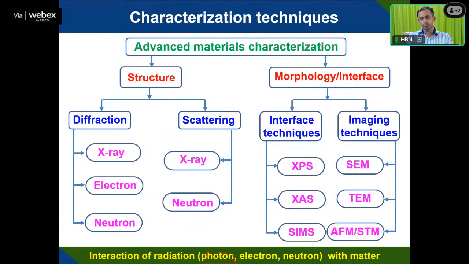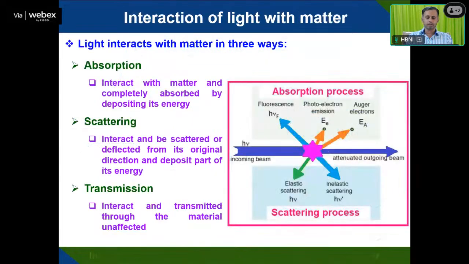Before going into all these characterization techniques, today we'll briefly discuss how these three things, photon, electron, and neutron, interact with matter. First, let's see how light interacts with matter. Light interacts with matter mainly in three different ways.